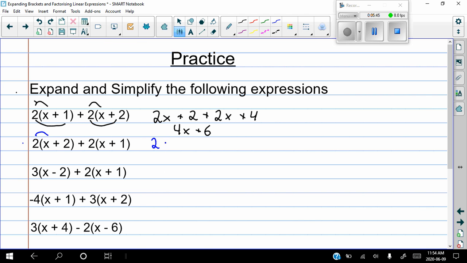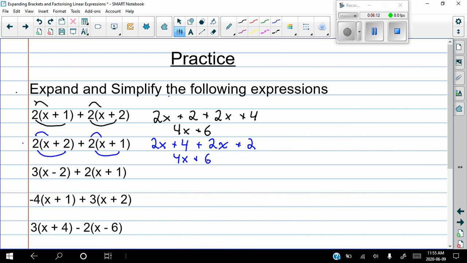Next question, you have 2 times x, which is 2x. Then we have 2 times 2, which is 4. 2 times x, which is 2x. And 2 times 1, which is 2. So what are we going to get here? Well, we're going to get 4x plus 6.